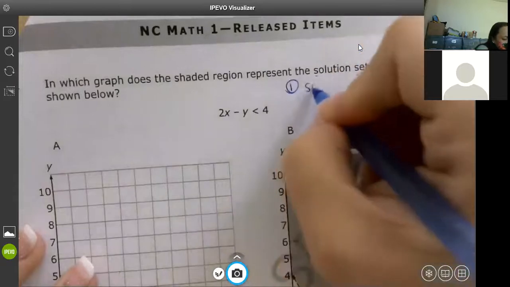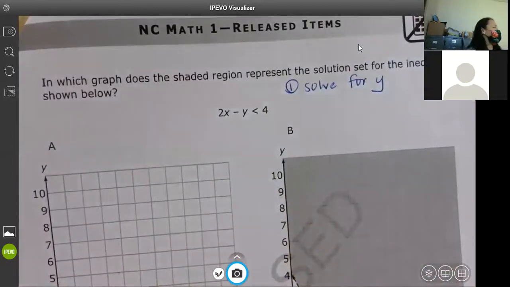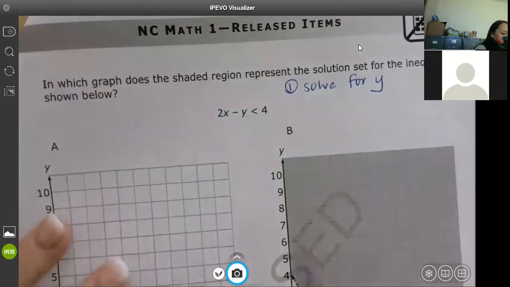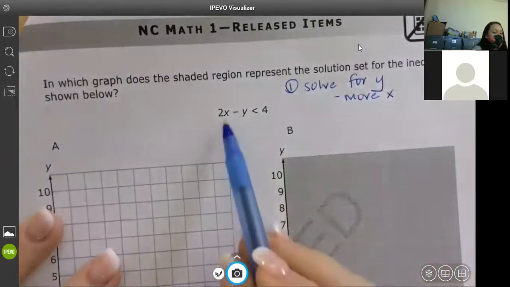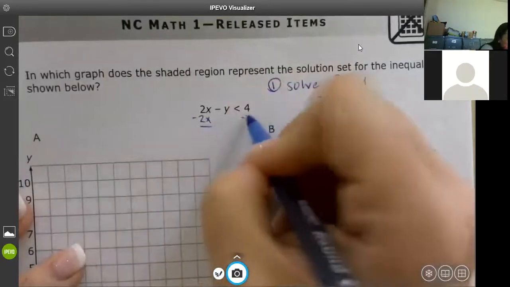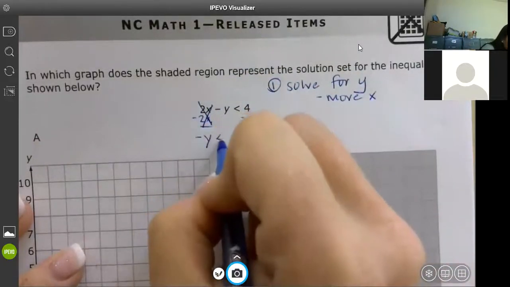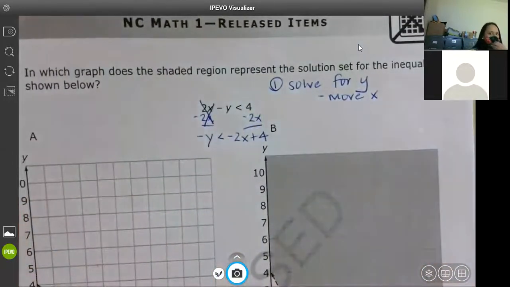So the first thing that we need to do to be able to graph it is to solve for y. And we know how to graph by hand, so don't act like you don't know how. Okay. So how do we solve for y? The first thing that we do is move x. So I have a positive 2x. So how do I move it? Subtract 2x. It's going to go in the front. So I have -y. Make sure you bring that down. Less than -2x and a +4.